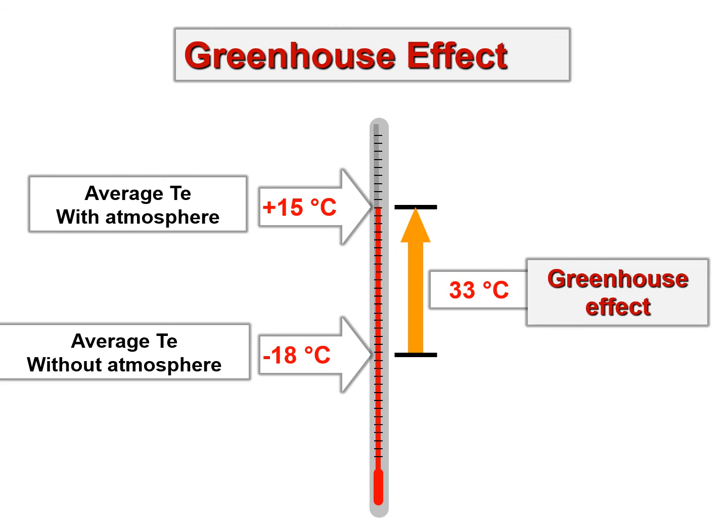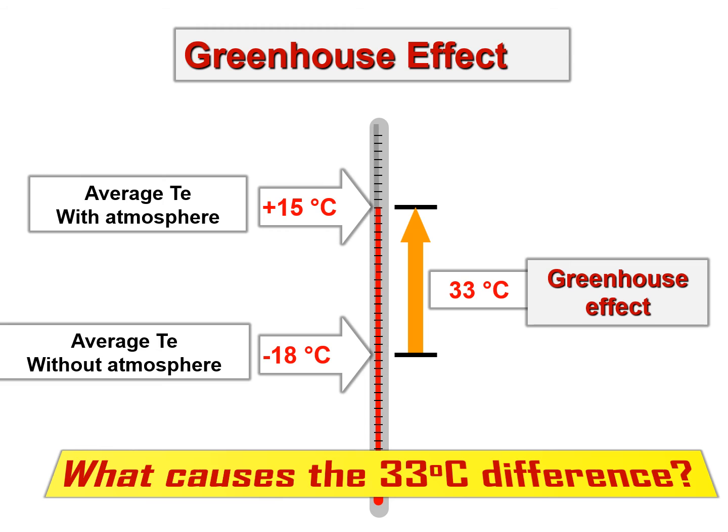What's this? This is caused by the atmosphere, by greenhouse gases. This is the greenhouse effect. Total greenhouse effect is 33 degrees C. You have to know this. It's basic knowledge for the Earth.